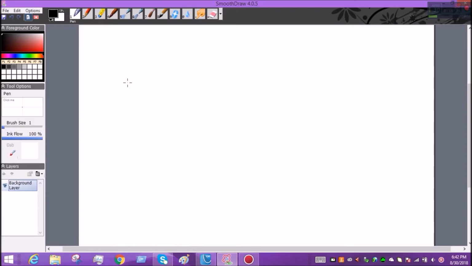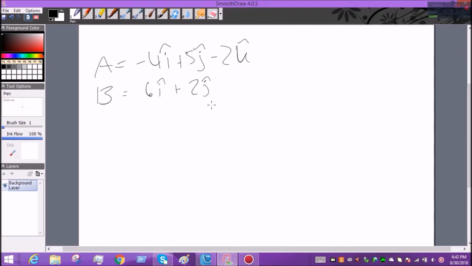I'm not going to do sums or whatnot, but I will do this next one, and it wants to know the scalar product of a and b. Okay, so a equals negative 4i unit vector plus 5j unit vector minus 2k unit vector, and b equals 6i unit vector plus 2j unit vector plus 3k unit vector.